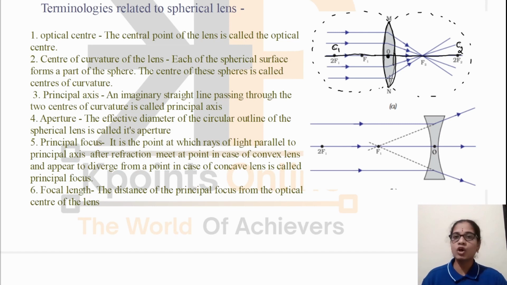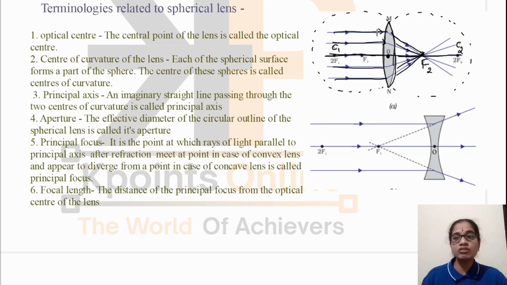First, let's see the convex lens. When the parallel beam of light is incident on this convex lens, what happens? After refraction, these rays of light will converge at a point. And this point is called the principal focus. A parallel beam of light can be incident from the other side also, from right to left. After refraction, these rays of light will converge at this point, because both sides are transparent.